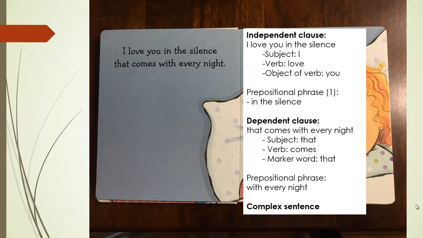Subject and everything is staying the same in the first part. Prepositional phrase, in the silence. Now we have that acting as the subject of our dependent or relative clause. Its verb is comes. The marker word is also that, so that is serving two purposes. And this dependent clause has its own prepositional phrase, with every night. And so if we take a look, we have an independent clause at the beginning, a dependent clause at the end, so we have a complex sentence, independent plus dependent.